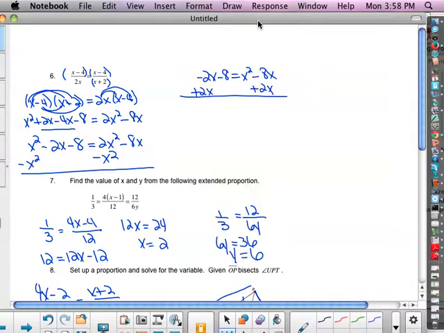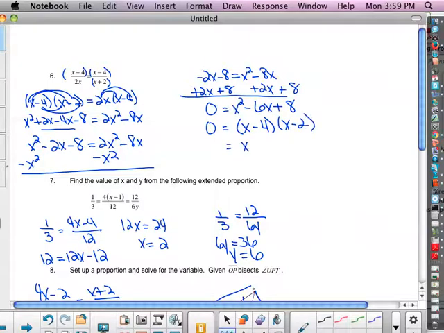Simple addition mistake. So then I add the 8 to both sides. So on this side I have 0. Over here I have X squared minus 6X plus 8. And that does factor: X minus 4 times X minus 2. So X is equal to 4, or X is equal to 2. And those are the answers for that. Sorry about that. It was a silly mistake. I couldn't see it right away.